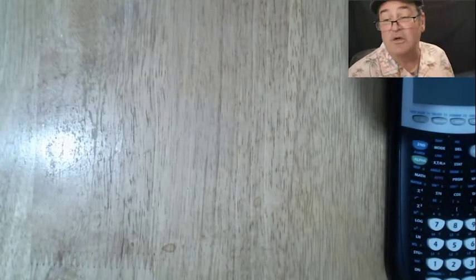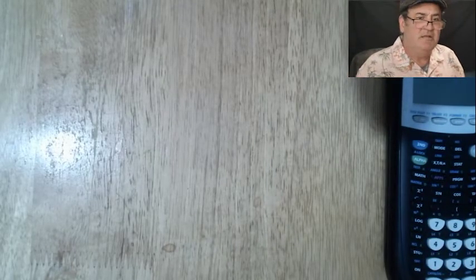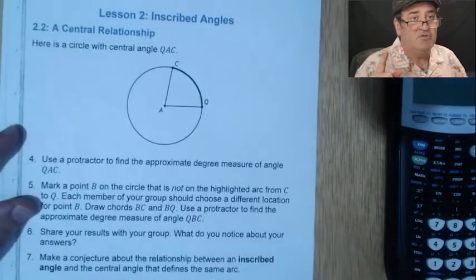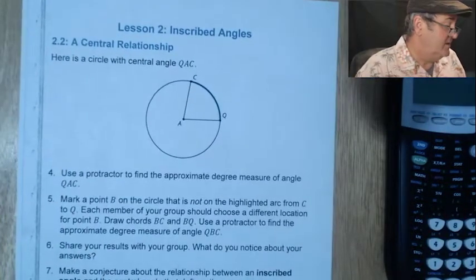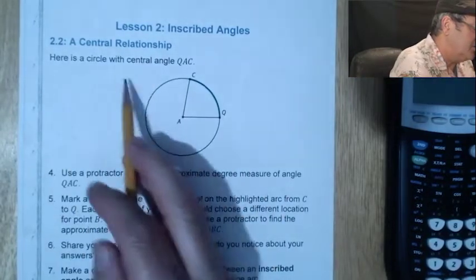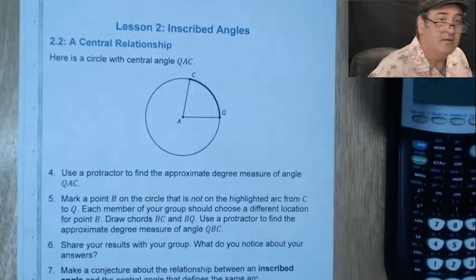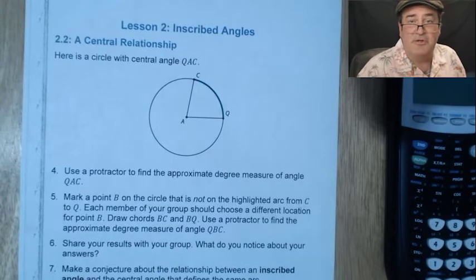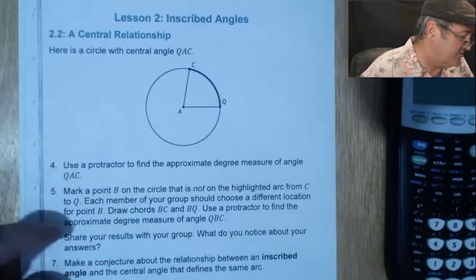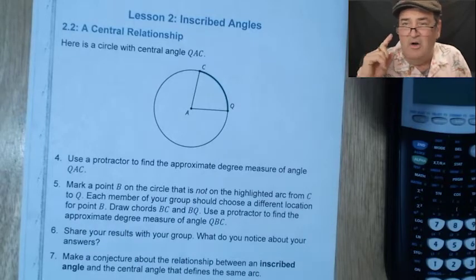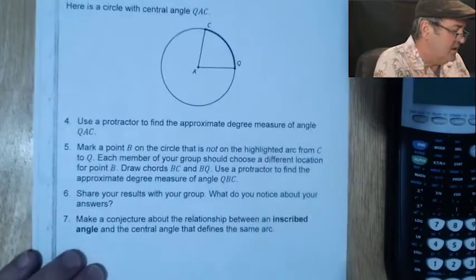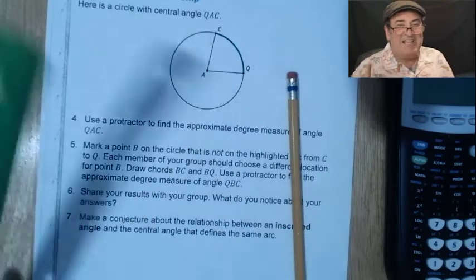We can do a lot with the chords and arcs and central angles and inscribed angles. Going to go one more angle here. All right. Here's a circle with a central angle, QAC. All right, you see that? It says use a protractor to find the degree. It wants us to do some things with the protractor, mark some points. Tell you what, we're going to do this on the computer. It'll be quicker, easier. We can see the exact same relationship.